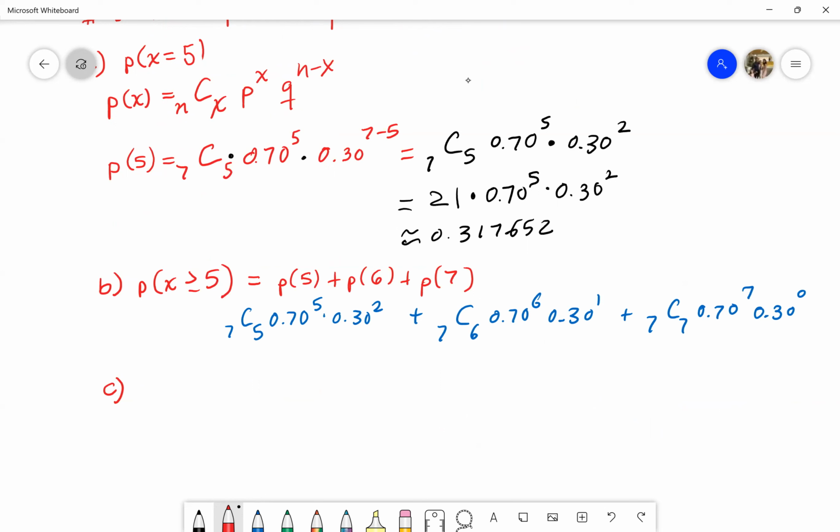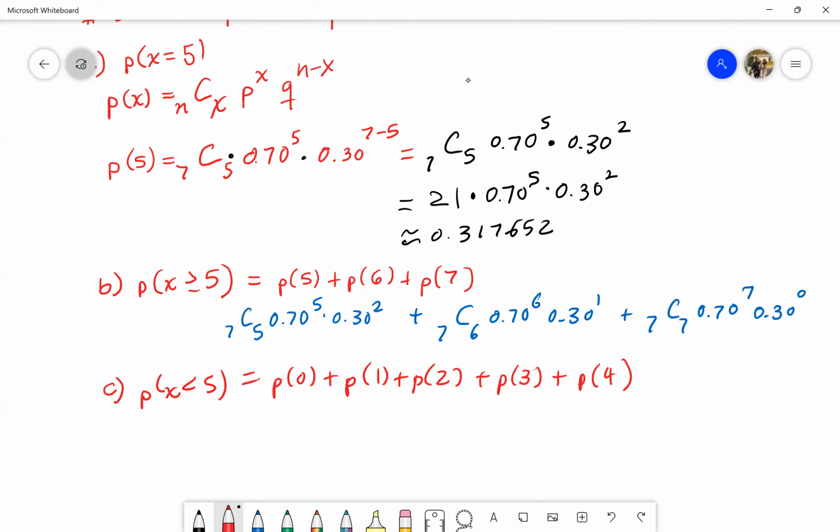Okay, and the last one was less than 5 patients. Don't worry about the answer. The answer is important, but can you do the setup? What's the probability of X being less than 5? Well, that's the probability of 0 plus 1 plus 2 plus 3 plus 4. Do I have to add 5? It's less than 5, so does 5 count? There you go.